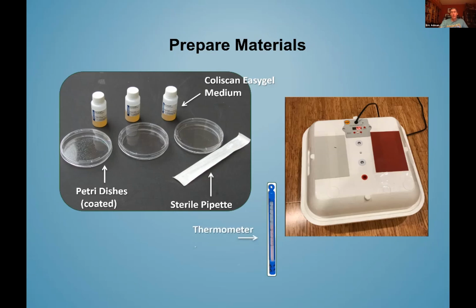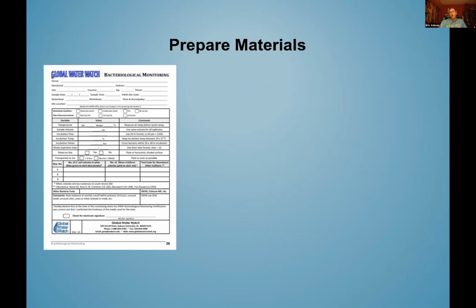A thermometer, so you can record water temperature, because there's a correlation between water temperature and bacteria levels. Typically you find that in warmer water you have higher bacteria levels, and in colder water you have lower bacteria levels. Bacteria generally like to live at about body temperature for us. Another piece of equipment that we use is the incubator. Once we've collected our sample, we're going to put it in that incubator and incubate it for 30 to 48 hours at 29 to 37 degrees Celsius. So those are the materials. Step 1 in doing bacteria monitoring is get your materials ready.